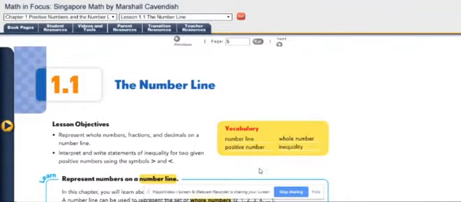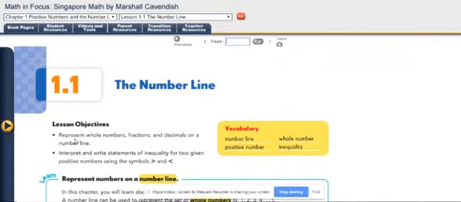Part 2 of lesson 1 in chapter 1 on positive numbers and the number line. We're going to review quickly the horizontal number line and mixed numbers. So we're going to go to page 8 in your textbook.